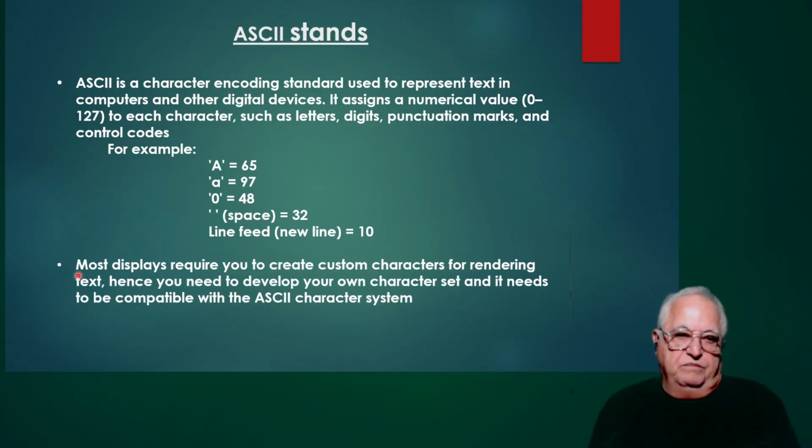Now, most displays require you to create custom characters for rendering text. Hence, you need to develop your own character set, and it needs to be compatible with the ASCII character system. So basically, you're going to get a number 65 that represents an A. But now, it's your job to figure out what you have to send the display so it can light up the correct pixels so you display an A.